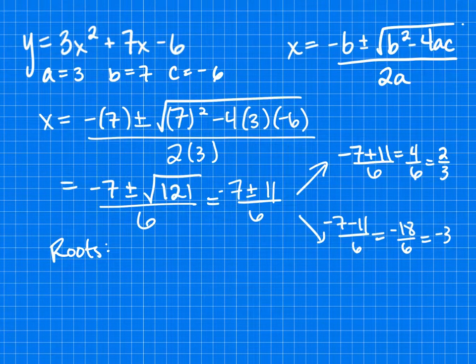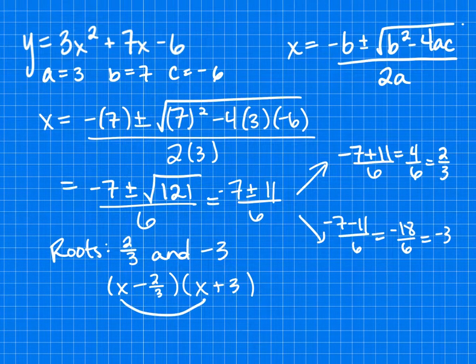because our factored form is not going to be, sorry, trying to talk and write at the same time. A lot of people have a tendency to do x minus 2 over 3 times x plus 3. The problem with that is if you multiply this out, x times x gives you x squared, and what we have up here is 3x squared.